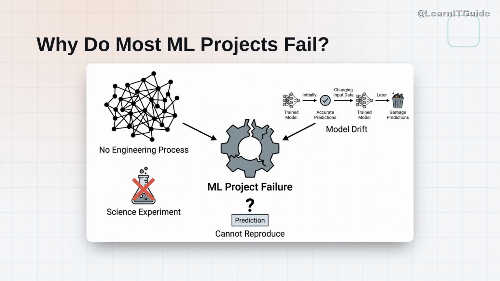So, why do most machine learning projects fail? It is a great question. Without a clear engineering process, ML projects often remain science experiments that never reach production. You might face model drift, where your predictions slowly lose accuracy because your input data changed. Or you might find yourself in an impossible situation where you cannot reproduce a specific prediction because you did not track your model versions.